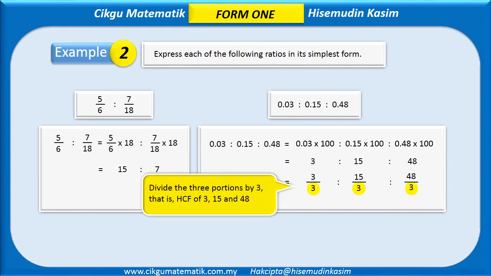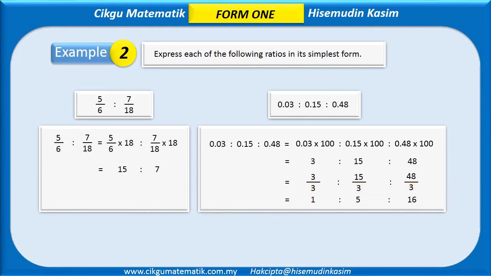Equal to the ratio of 3 over 3 to 15 over 3 to 48 over 3. Divide the three portions by 3, that is the HCF of 3, 15 and 48. Equal to the ratio of 1 to 5 to 16.